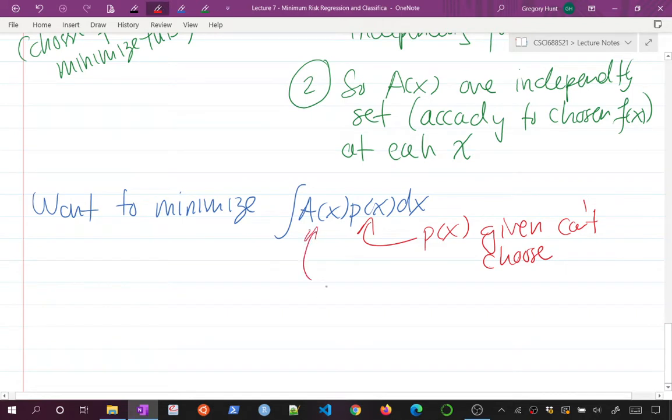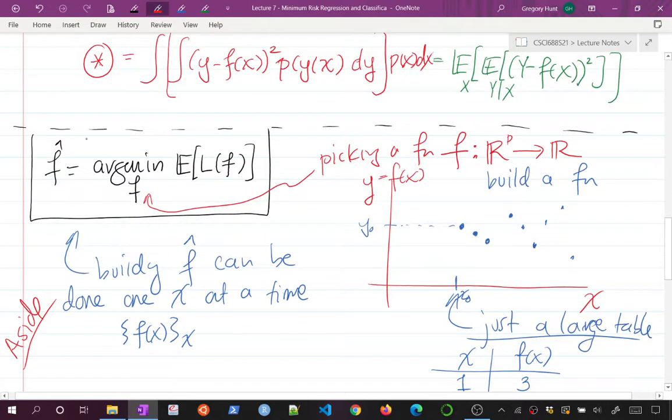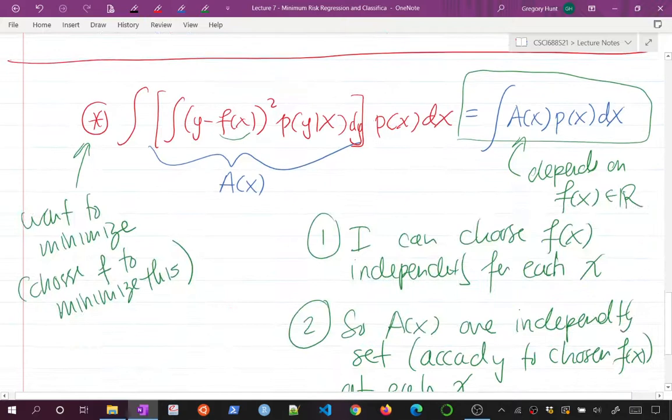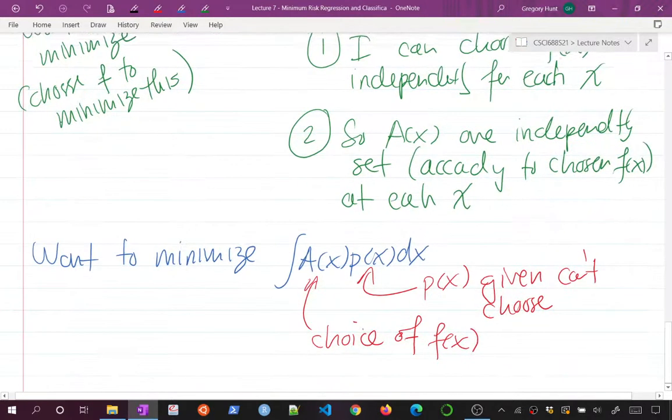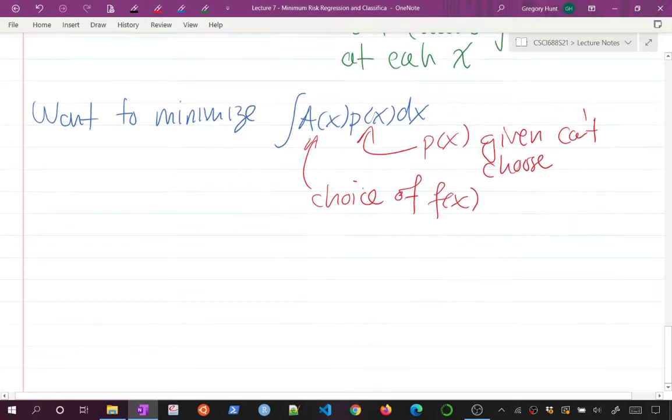But we have choice here. We can affect this by choosing f of x, right? By setting f of x, right? Also, I'm building f, right? And I'm allowed to build f in any way. As I said, I can pick any function I want as my f hat. There are no rules. And so I can affect a of x by choosing f of x in whatever way I want. I can't really affect p of x. I can't totally choose a of x, but I can certainly influence it by choosing f of x correctly. And so I want to minimize this thing.